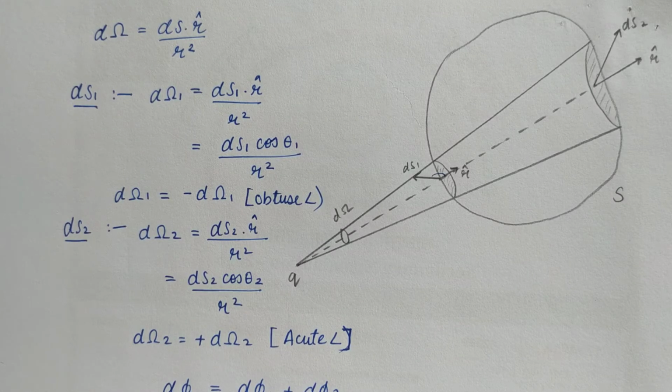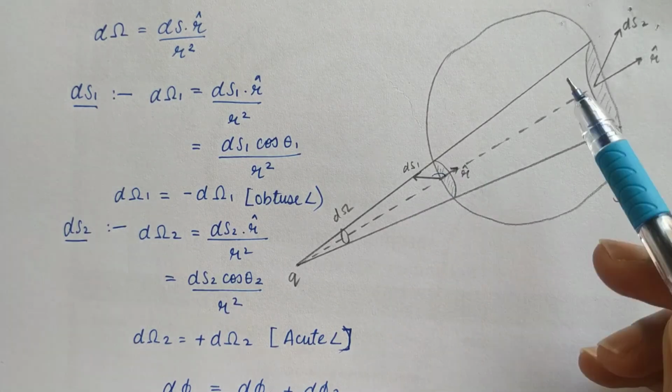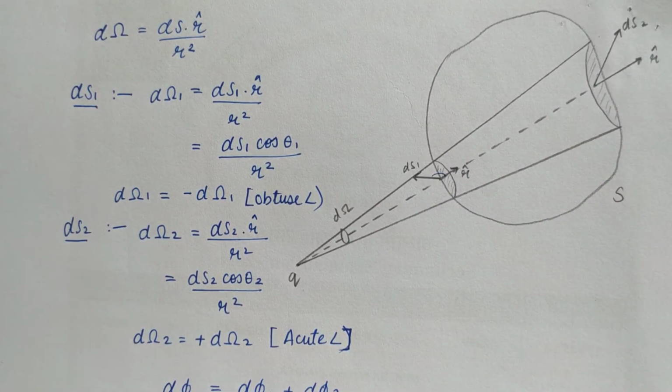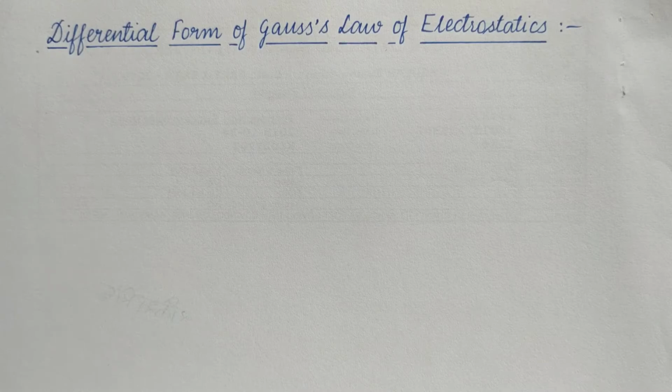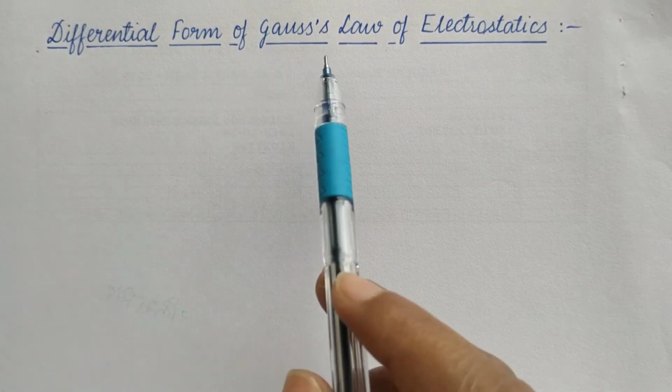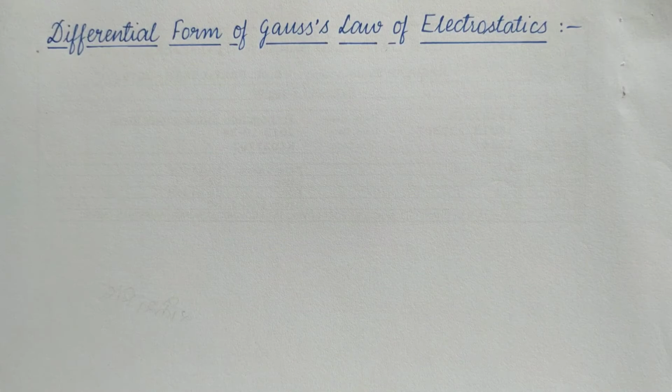We can say that the contribution of the outside charge in electric flux through the closed surface is 0, because the incoming flux is equal to the outgoing flux. This verifies the Gauss law. So now we are going to start the differential form of Gauss law of electrostatics.